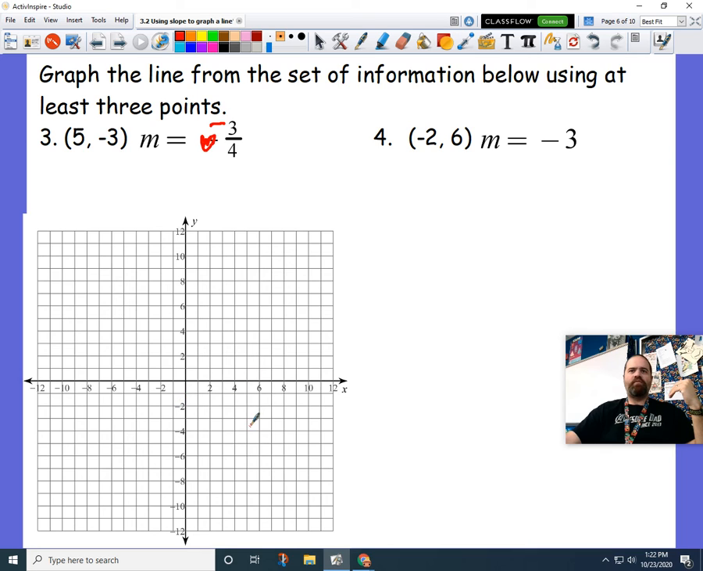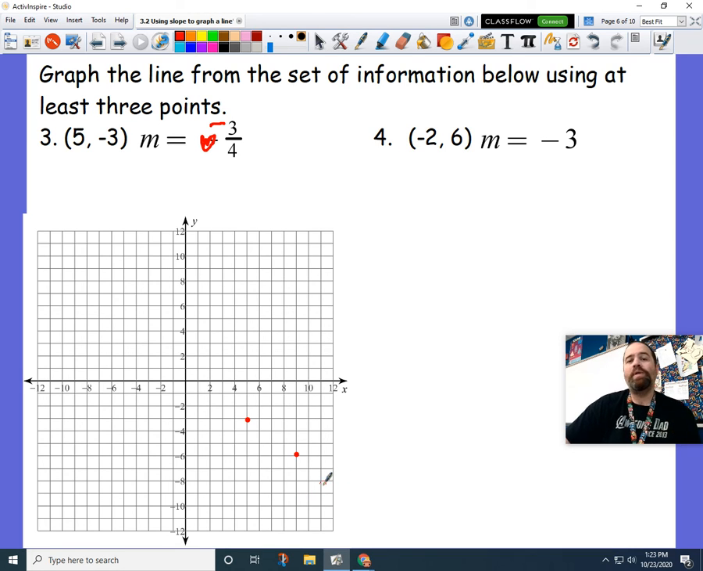All right, so 5, -3 here. There we go, 5, -3. And now I'm going to move down 3 units and 4 to the right. Okay, now when I go to move again, I can't move down 3 more units and 4 more units to the right because it runs off my graph.